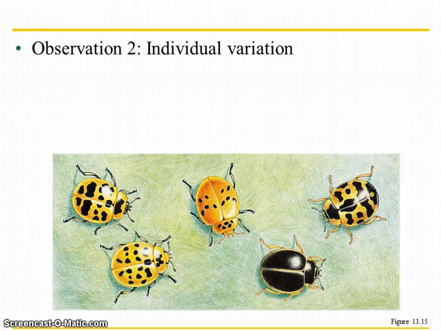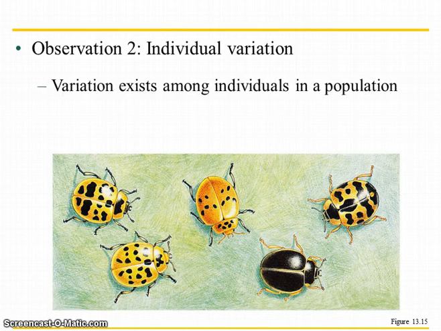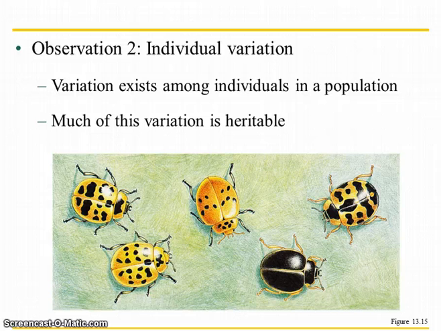The second observation, there's individual variation. So individuals of the same species can look somewhat different. There's variation, and that variation can be heritable. It can be passed on from the parent to the offspring. So if they have some sort of successful trait, that can be passed on to their offspring.